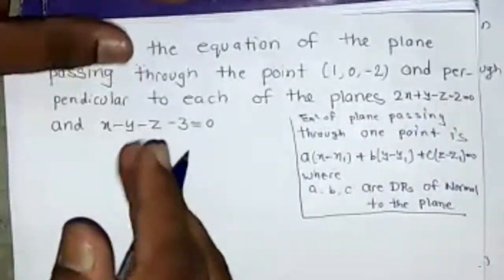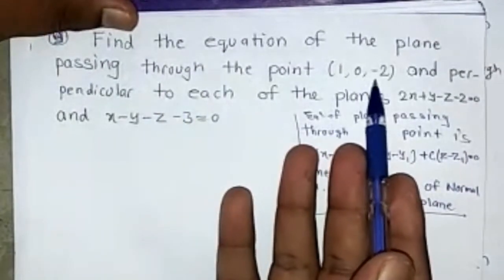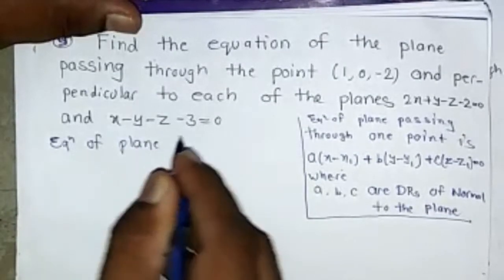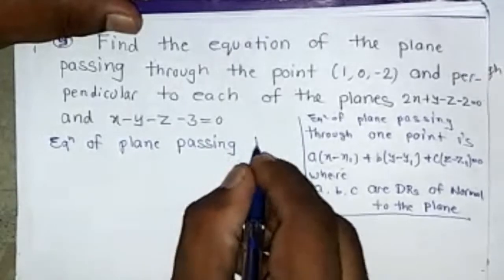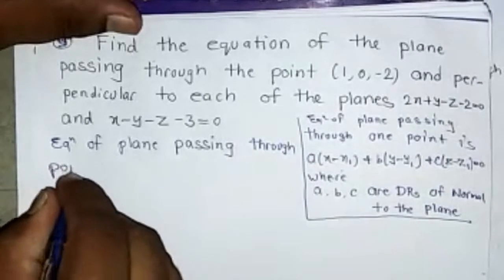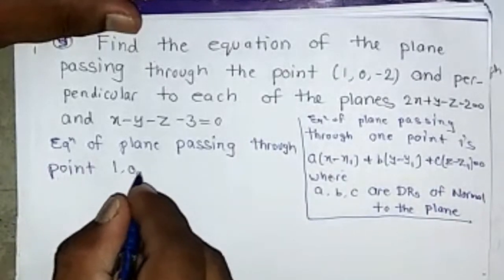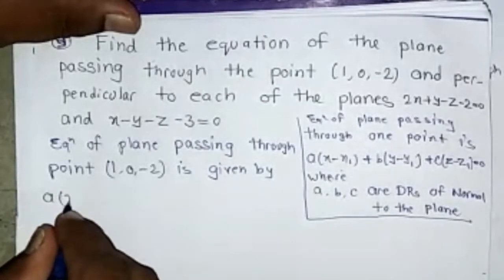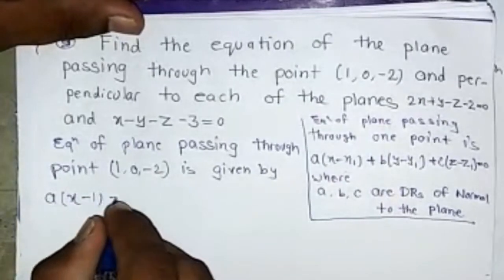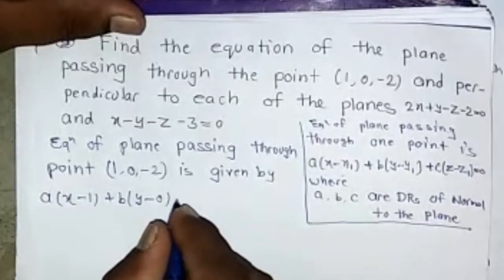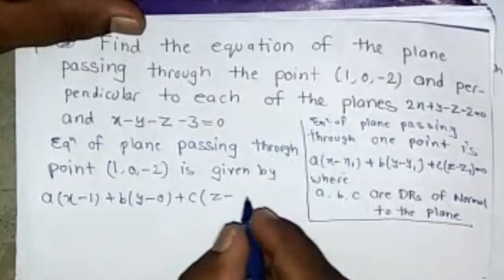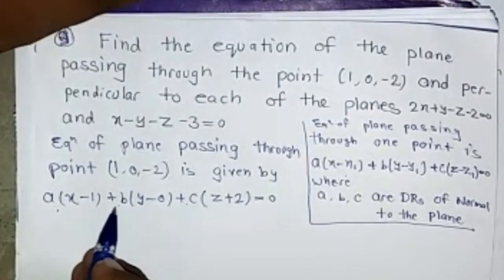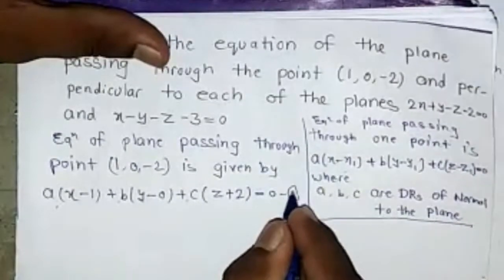Now, since the required plane is passing through (1, 0, -2), we can write the equation of the plane passing through the point (1, 0, -2) as a(x - 1) + b(y - 0) + c(z + 2) = 0, where a, b, c are direction ratios of the normal to the plane. It is equation number 1.